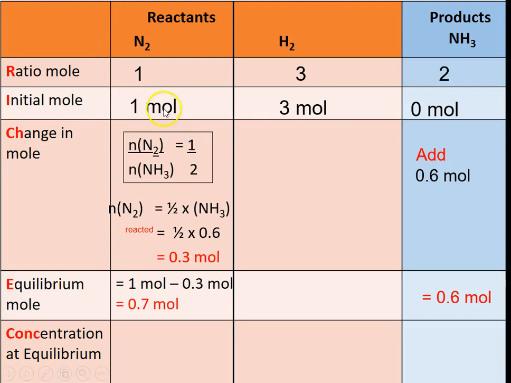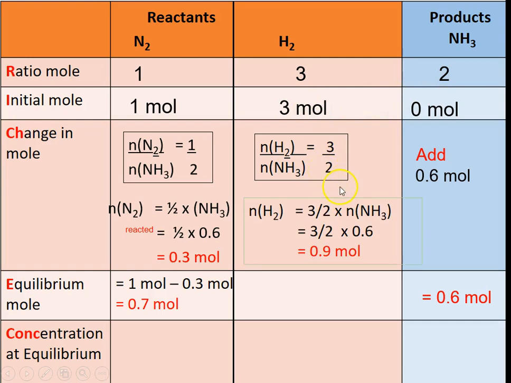Alright, so we started with 1 mole. We've used 0.3 moles to make this 0.6, so therefore at equilibrium we'll be left with 0.7 moles. So if we do the same thing for our hydrogen, it's a 3 to 2 ratio. So to produce 0.6 moles of this, you would have to use 0.9 moles of hydrogen. You started with 3, you've used 0.9, so you'll be left with 2.1 at equilibrium.